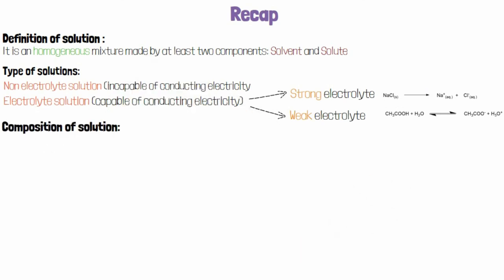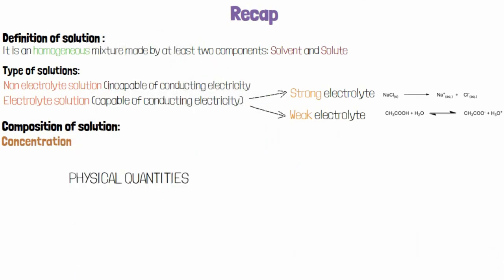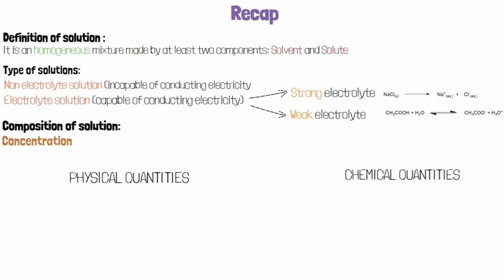Then we moved to the concept of composition of solution, and we have said that composition of solution is the quantification of solution, and it's related to the word concentration. And we have also said that there are several kinds of concentrations, and these concentrations can be divided into two categories depending on the units we use for their definitions. So we can use physical quantities and also chemical quantities.